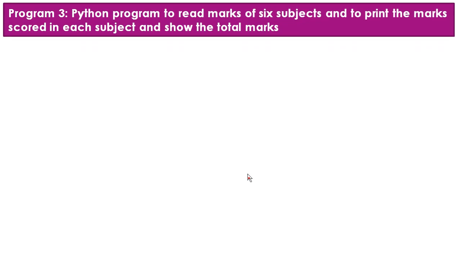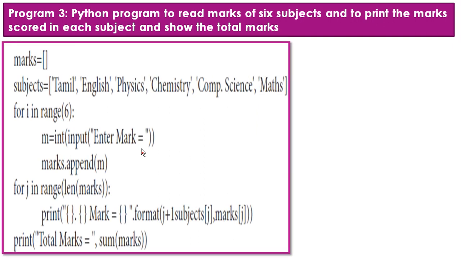The third program: a Python program to read 6 subject marks, print the marks scored in each subject and show the total marks. We are going to get the 6 marks of the 6 different subjects and print the total mark of all subjects. This is the example program. For marks, we assign an empty list.